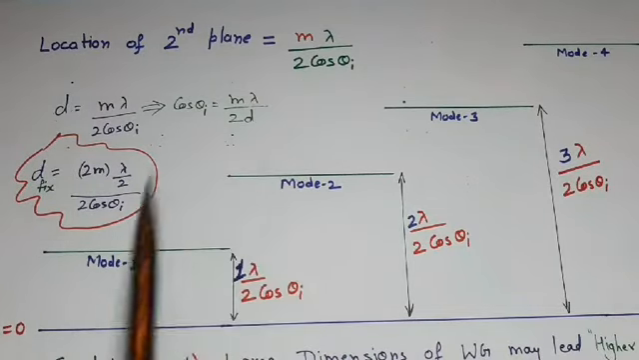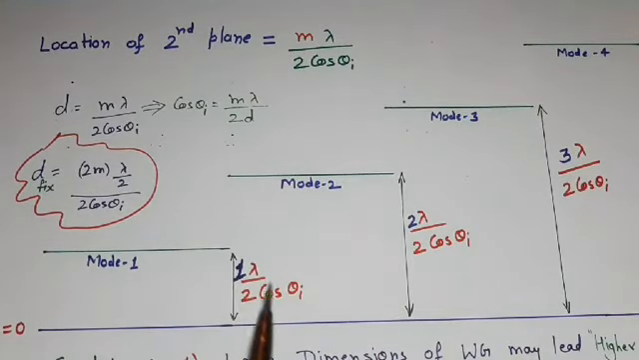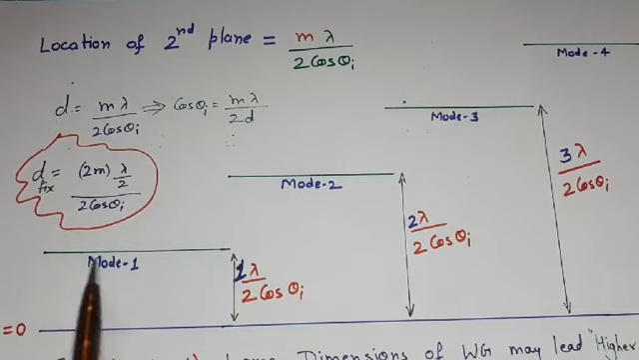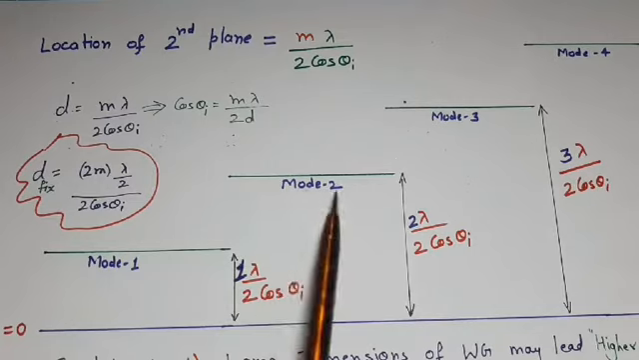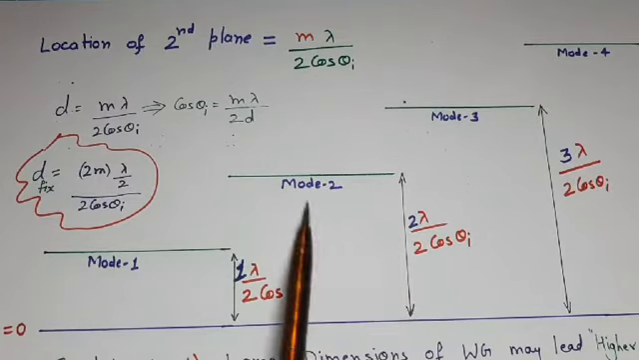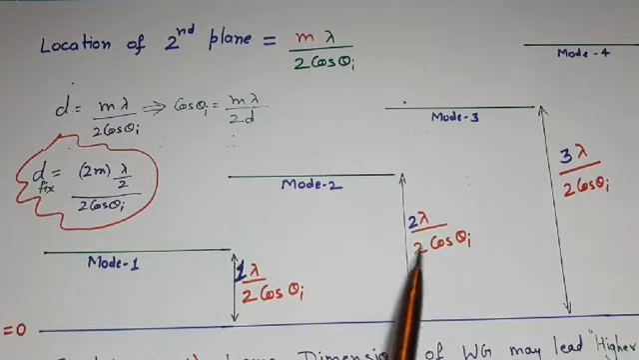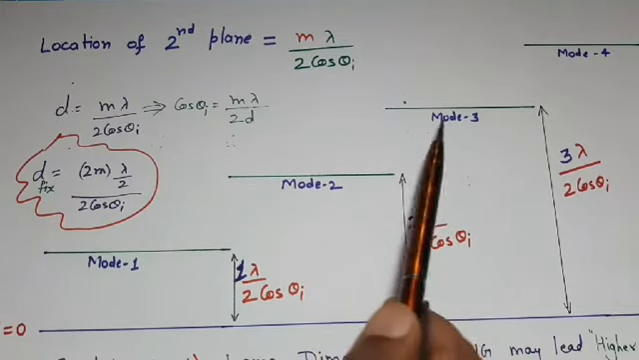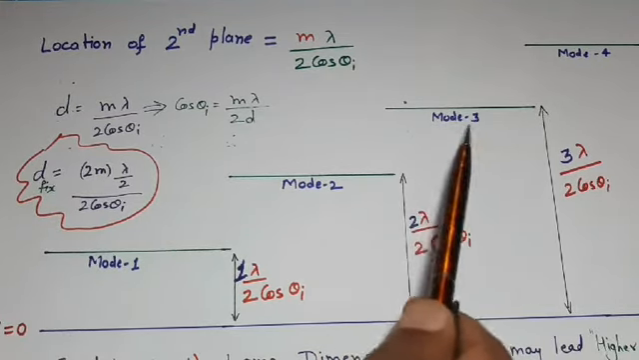If the m value is 1, that is the second plane is fixed at x is equal to lambda upon 2 cos of theta I, and if a wave is traveling in such a waveguide, then we will say the wave is propagating in mode 1. If m is equal to 2, that is the separation between two planes is 2 lambda upon 2 cos of theta I, and the wave is propagating in this waveguide, then we will say the wave is propagating in mode 2. And if the separation is 3 lambda upon 2 cos theta I, then we will say the wave is propagating in mode 3, and so on.